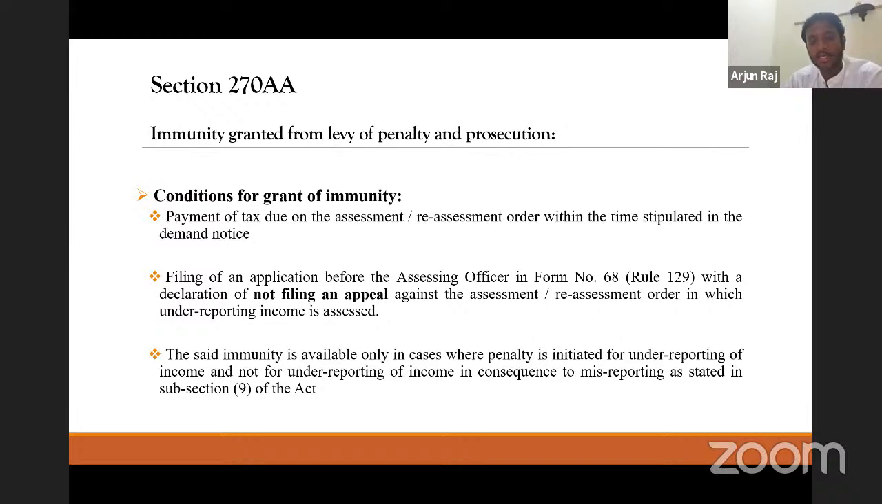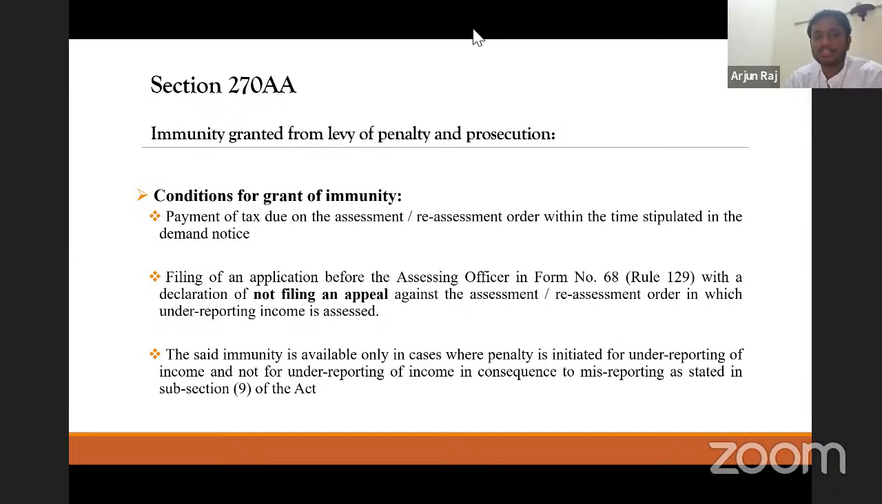First condition is that as and when he receives an assessment order, he has to accept that addition and pay taxes on that addition, whatever tax is quantified in the demand notice. He has to pay the taxes within the stipulated time mentioned in that said notice. So as and when he pays his tax, that is the first condition. The second condition, he should accept that addition. He should not file an appeal against that assessment order.